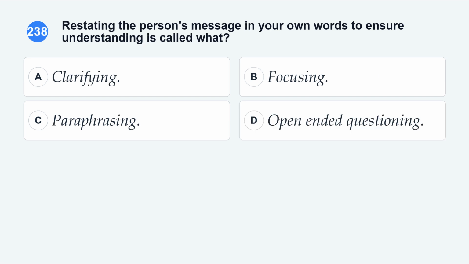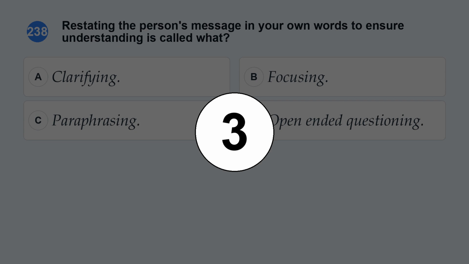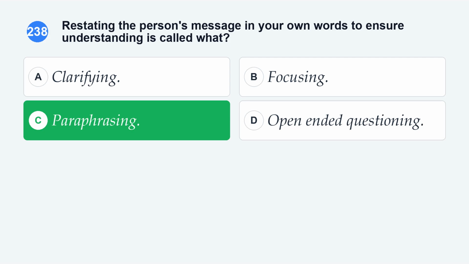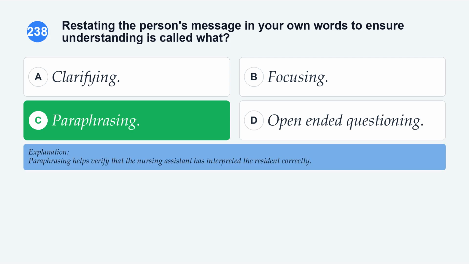Question 238. Restating the person's message in your own words to ensure understanding is called what? Option A, clarifying. Option B, focusing. Option C, paraphrasing. Option D, open-ended questioning. The correct answer is option C, paraphrasing. Explanation: paraphrasing helps verify that the nursing assistant has interpreted the resident correctly.